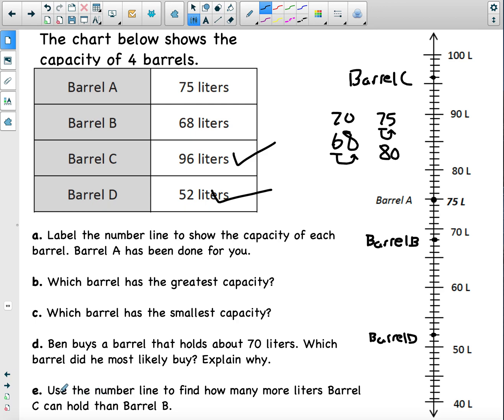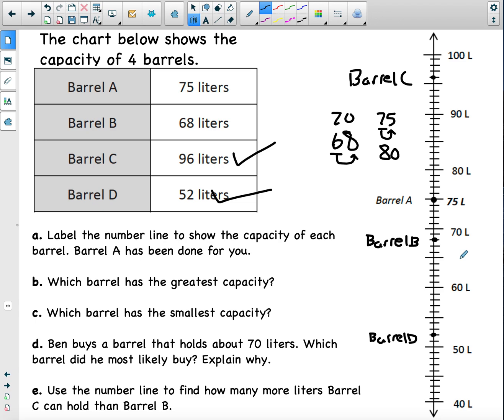So I want you to go ahead and answer E. Use the number line to find out how many more liters barrel C can hold than barrel B. So how much more can barrel C hold than barrel B? How much more can this one hold compared to this one? So pause the video now and then press play when you're ready to check your work.